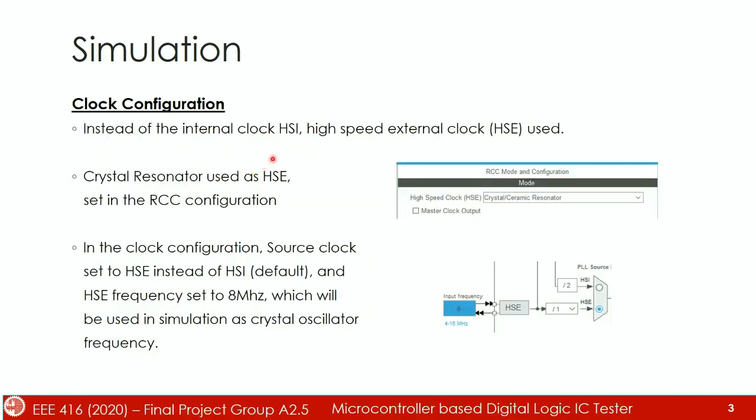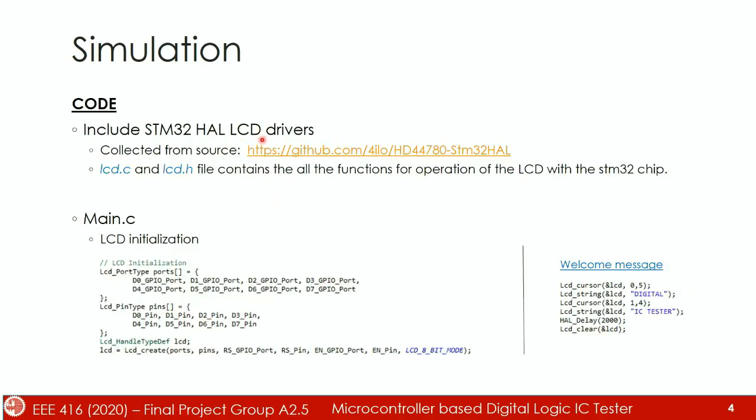Now for the clock configuration, instead of using the internal clock HSI, we have used a high-speed external clock, HSE. For that, in the clock configurations, we have to connect the source clock to the HSE and set the input frequency to 8 MHz. Now, in order to drive the LCD using the STM32, we have to include LCD drivers which have been collected from the following source.